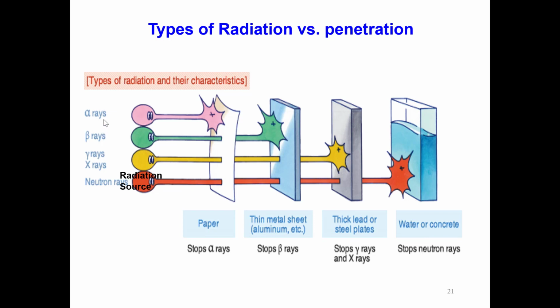This is why the energy of this radiation increases from top to bottom. Yes, the most energetic radiation corresponds to the neutron rays. This is why most of these radiations are dangerous for us.